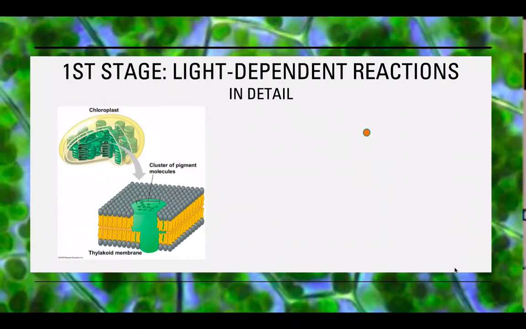So this first stage, we're going to go a little bit more in detail. Here you can see inside the chloroplast, the thylakoid is zoomed in there. This is just the membrane of that thylakoid, just the outer edge of it. And inside this thylakoid membrane, there's this cluster of pigment molecules. You know from your reading yesterday that the pigment molecules here are chlorophyll. Hopefully you just said chlorophyll right there. The chlorophyll is what gives leaves their green color, and that's the pigment molecule we're going to be focusing on today.